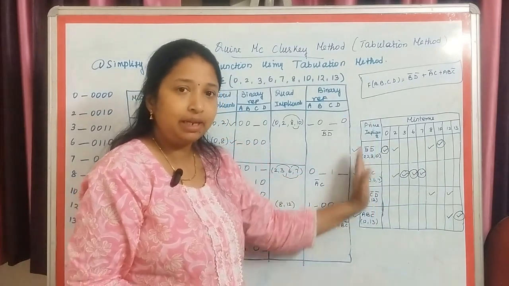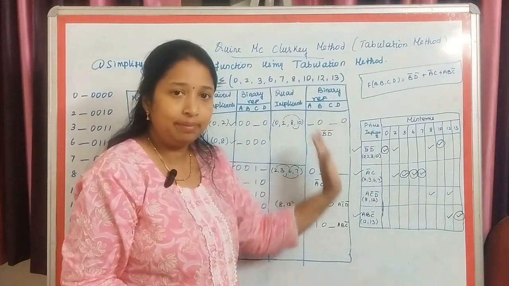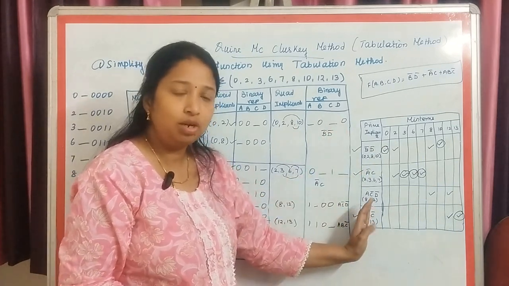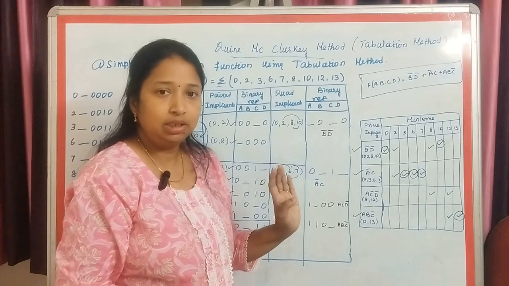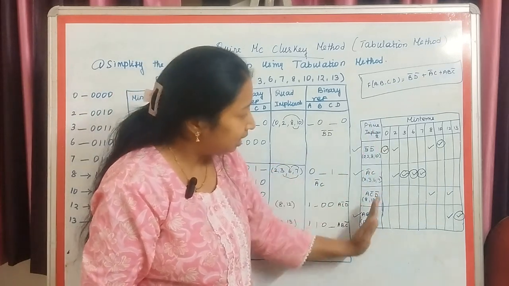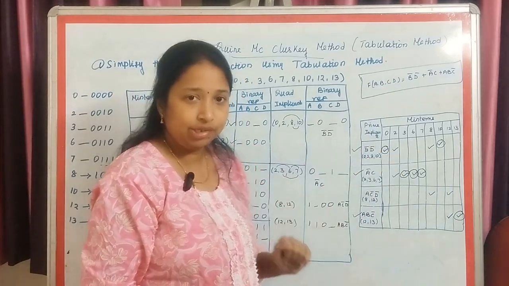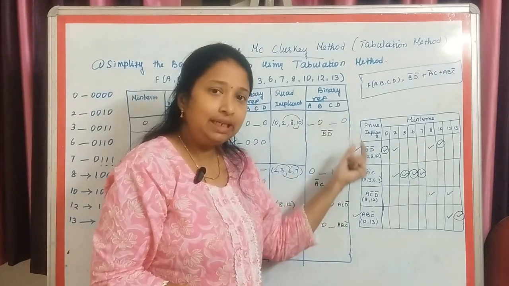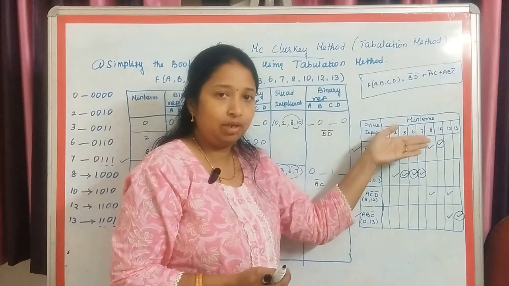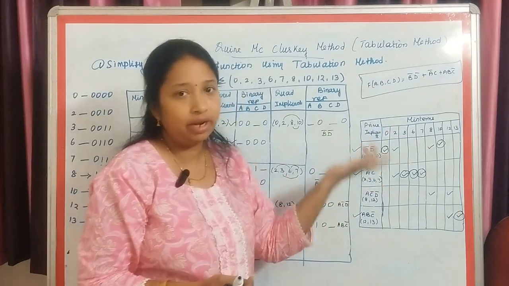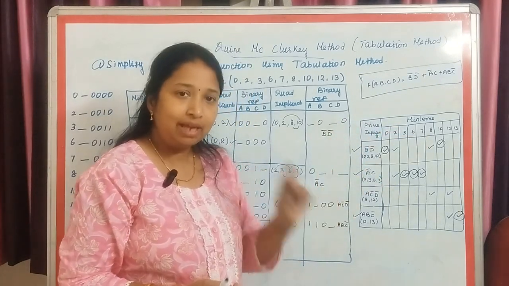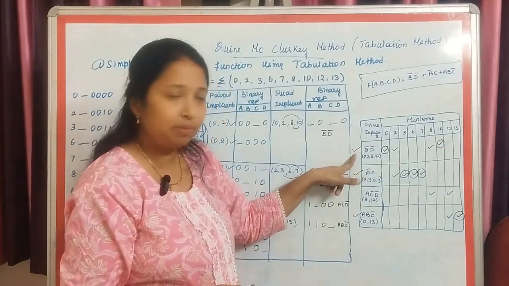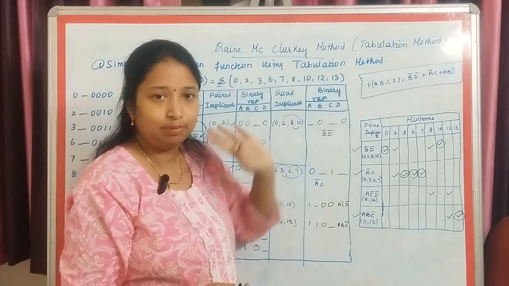The next step is every column you have to check. If there is a single tick mark in a particular column, then you encircle it. If there is more than one tick mark in a single column, then you won't encircle it. Clear? Now, after encircling, check row wise. In every row, you have to check. If there is any encircling done in that particular row, irrespective of one time or n number of times, that doesn't matter. If there is an encircle done in a particular row, then that particular prime implicant you will be considering for your final expression.